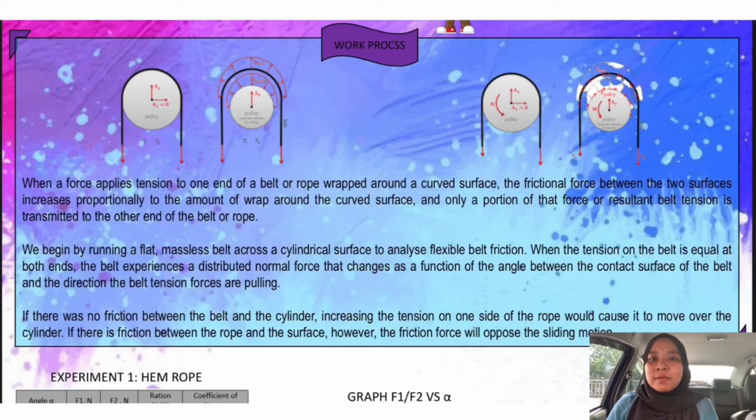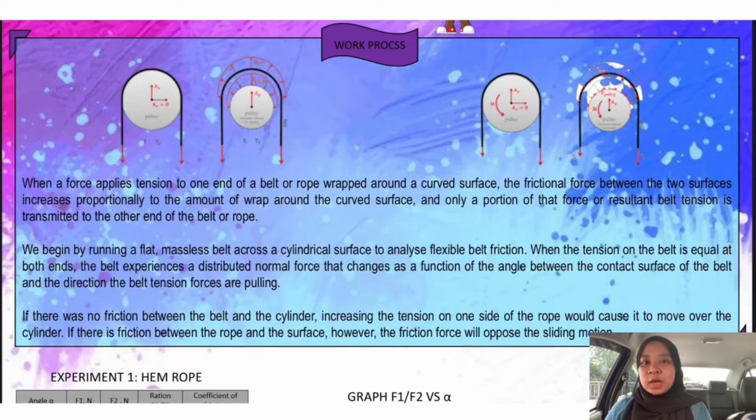We begin by running a flat mass belt around a cylindrical surface to analyze flexible belt friction. When the tension on the belt is equal at both ends, the belt experiences a distributed normal force that changes as a function of the angle between the contact surface of the belt and the direction the belt tension forces are pulling. If there was no friction between the belt and the cylinder, increasing the tension on one side of the rope would cause it to move over the cylinder. If there is friction between the rope and the surface, however, the friction force will oppose the sliding motion.